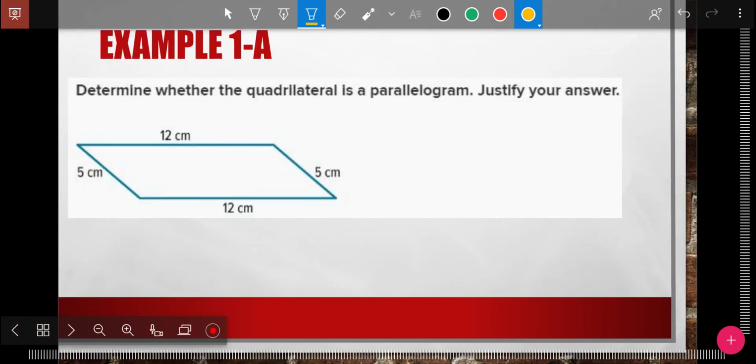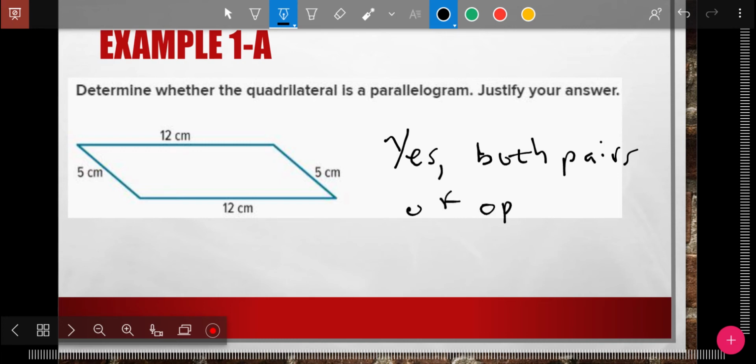So, is this one a parallelogram? And why? If you said yes, you're right. The why is because both pairs of opposite sides are congruent, which makes it a parallelogram.